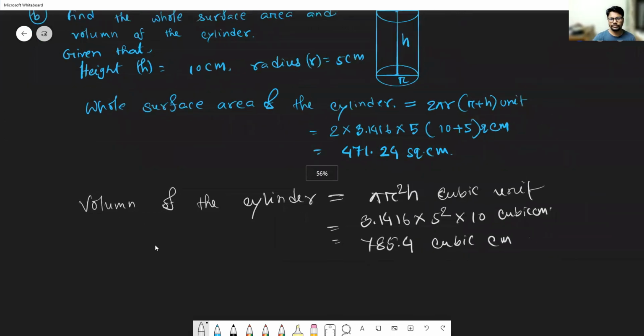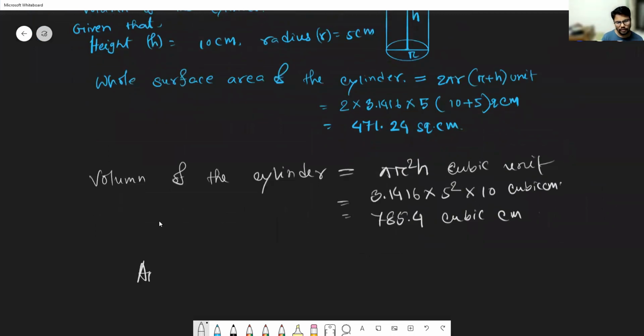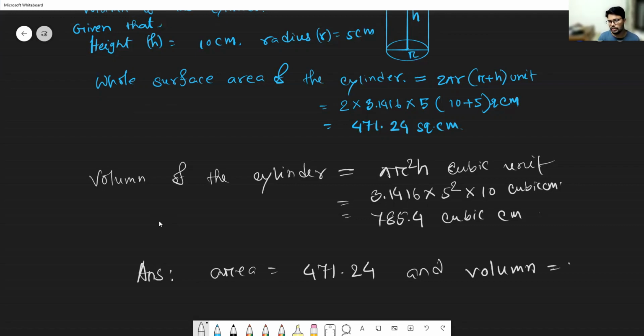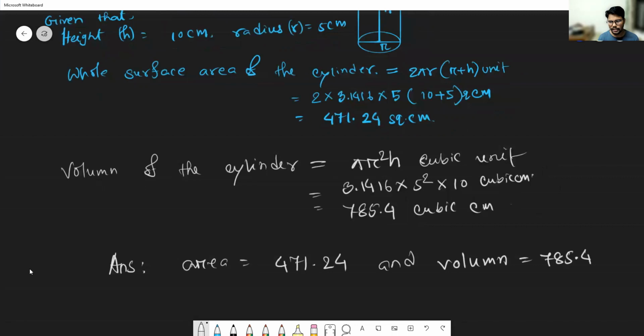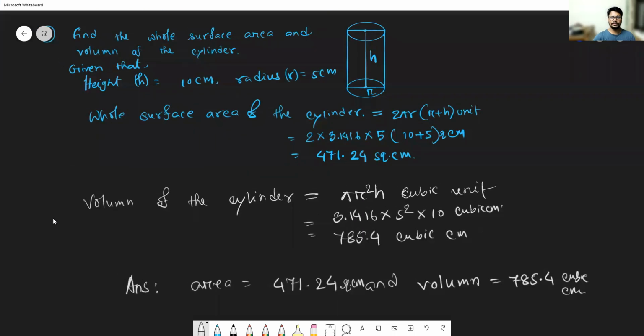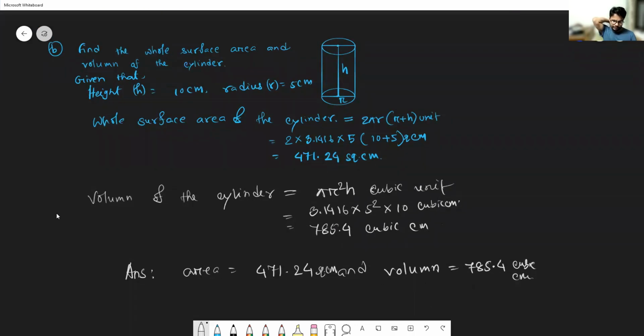So the answer: area is equals to 471.24, and volume is equals to 785.4. This is square centimeter, and this is cubic centimeter. And this answer is done. So now number B is complete. This is the whole question of number B.